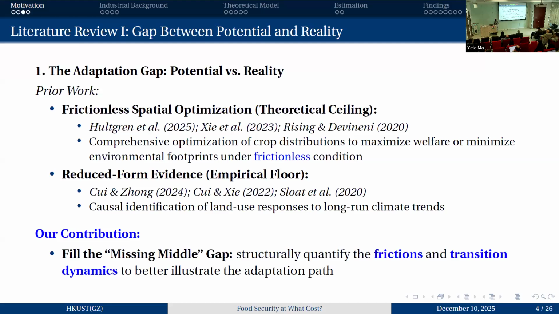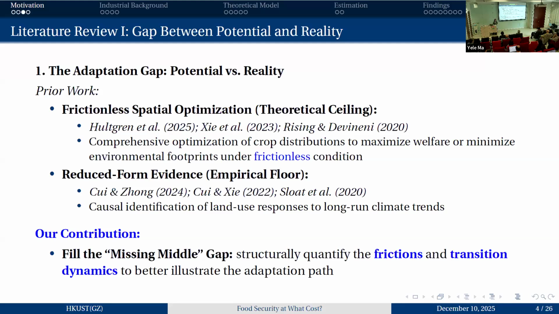I'd like to talk about the gap between the potential and reality of farmer climate adaptation. There is a branch of literature that works from a theoretical setting. In detail, they measure the comprehensive optimization of crops in order to maximize welfare or minimize environmental risk, but their modeling is still published in Nature Communications or other top literature.